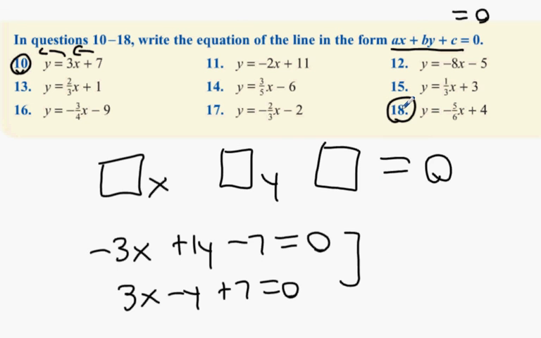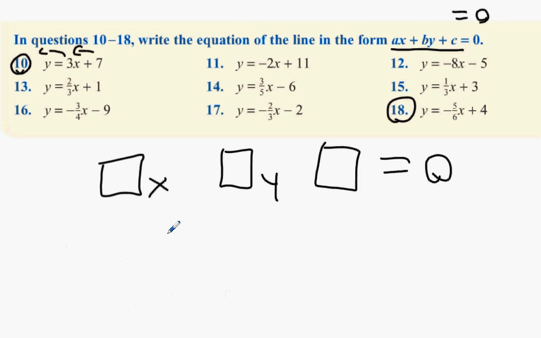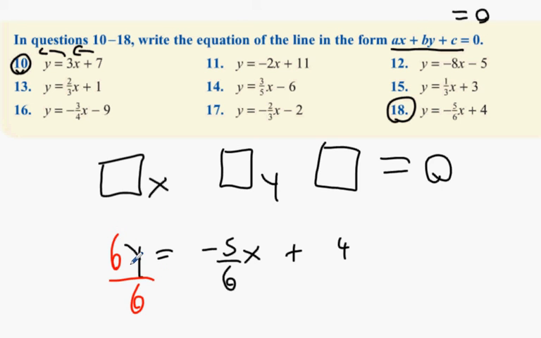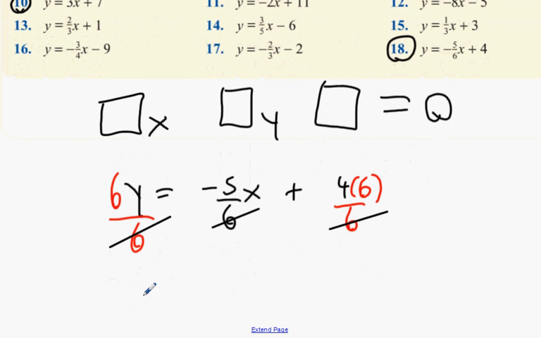Now, they try and make it harder by giving you something like question 18. Question 18 works something like this. Basically, the big massive difference is, oh my god, it has a fraction. So all we gotta do is whatever denominator you have, go over it and go 6 on top, 6 on the bottom. Go over to the 4. 6 on top, 6 on the bottom. Now what happens to all the denominators? Cancel it, okay? And then what we get next is 6y equals minus 5x plus 24.